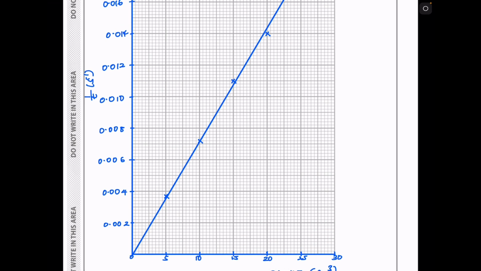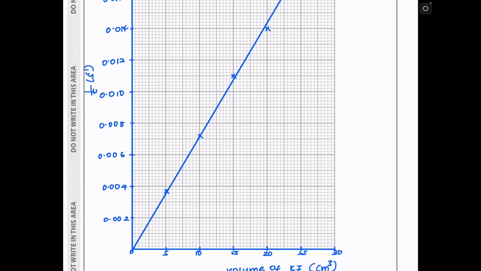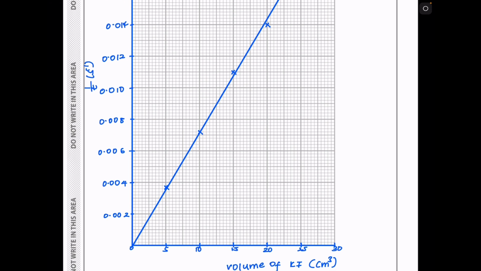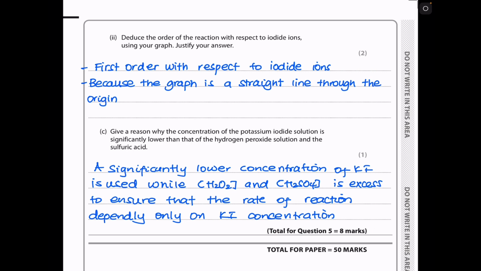So since it's a rate versus concentration, kind of, because volume is corresponding to concentration, it's a rate versus concentration graph, which is a straight line through the origin. So we can say this is first order with respect to iodide. Here they said deduce the order of reaction with respect to iodide ions using the graph and justify your answer. I say first order with respect to iodide ions because the graph is a straight line through the origin.